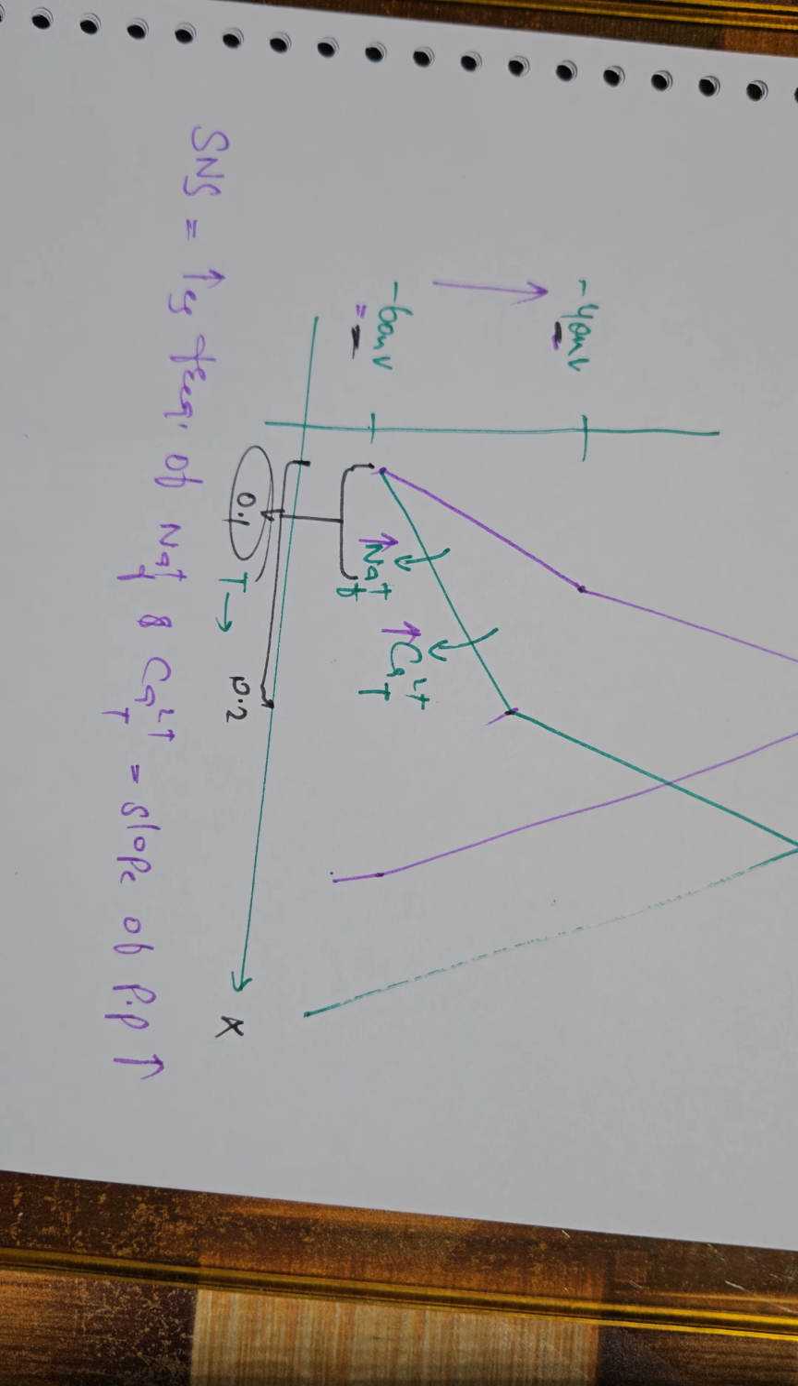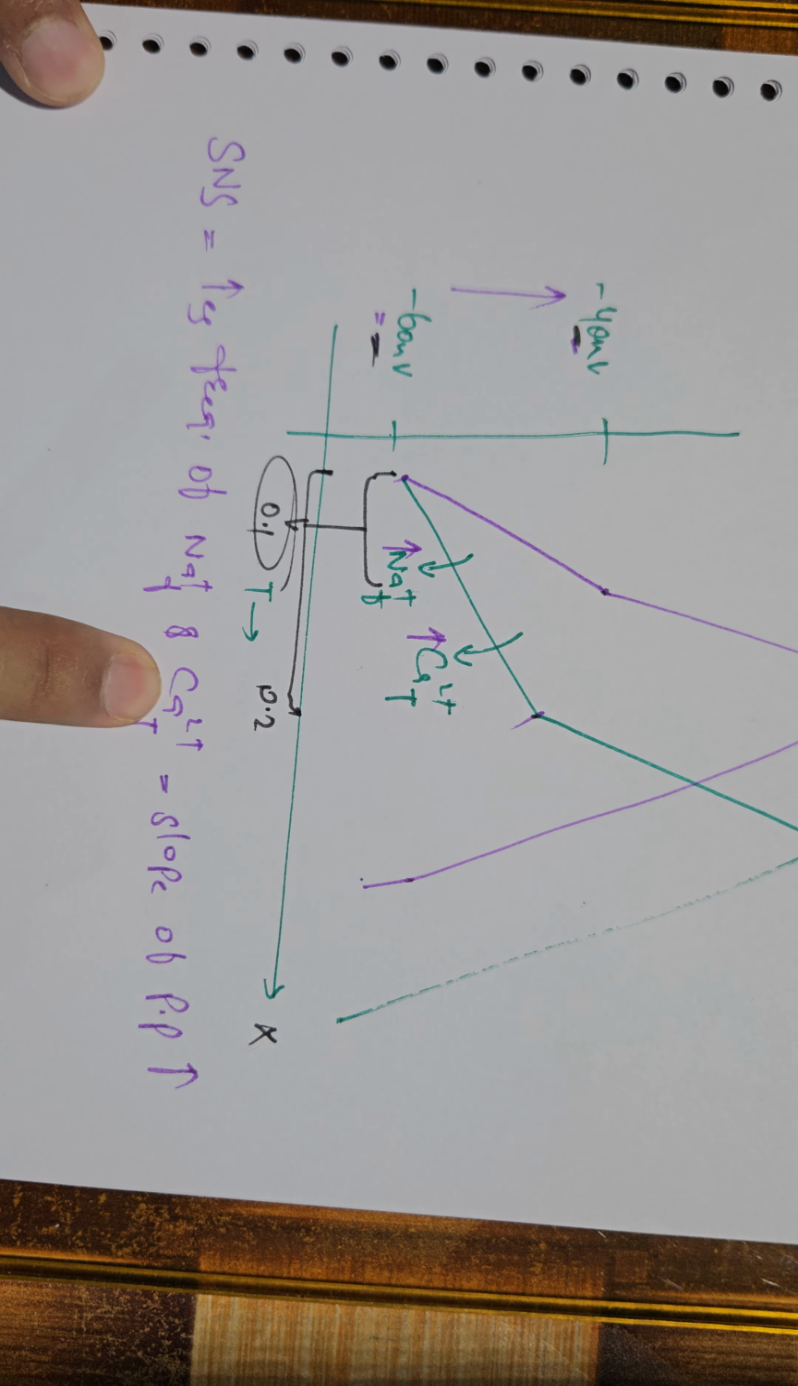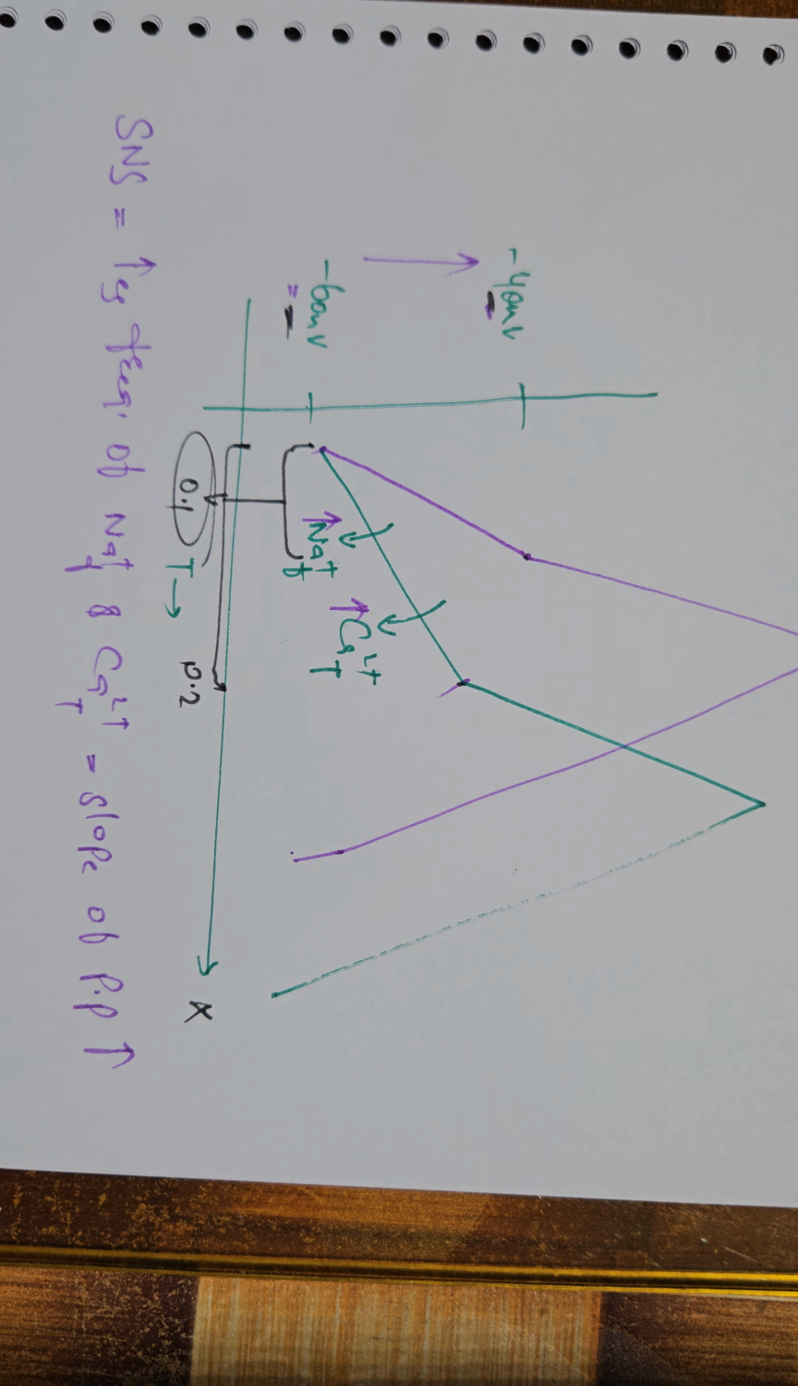Is that clear? So what is the effect of the sympathetic nervous system? It increases the entry of sodium and calcium. When sodium and calcium entry increases, it increases the slope of the pre-potential.